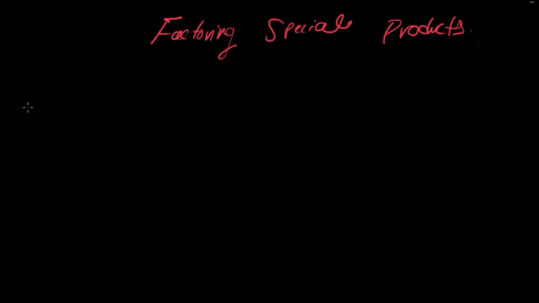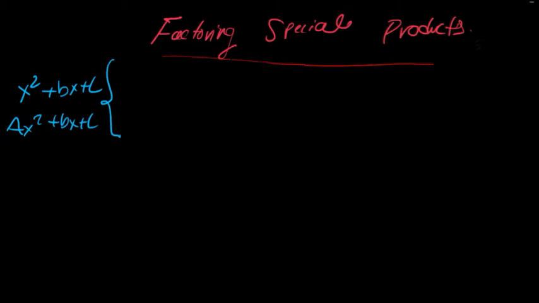We've been factoring in these forms, x squared plus bx plus c and ax squared plus bx plus c. We've been factoring in these two forms here. Okay, now factoring special products is no different than factoring a regular old trinomial. It's just a shortcut that we use. That's why it's called special products. They're called special because they're special cases. These cases don't occur all the time. All right.